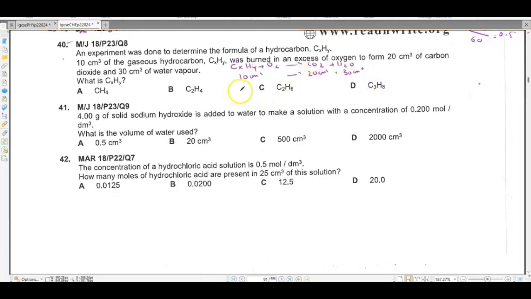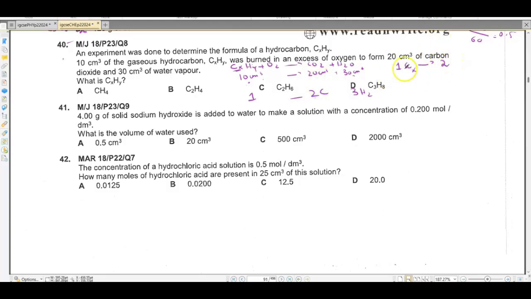Okay, now if we look at this equation and all the data that has been given, once we've written that, we need to establish that 1 volume of CxHy gives you 2 volumes of carbon dioxide and 3 volumes of water vapor. Because this is a hydrocarbon, it only contains carbon and hydrogen. So what we've learned is that 1 Cx over here produces how many carbons? 2 volumes of carbons.